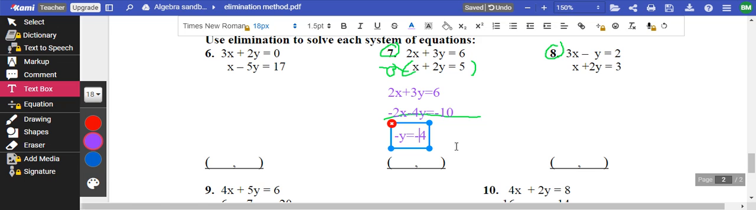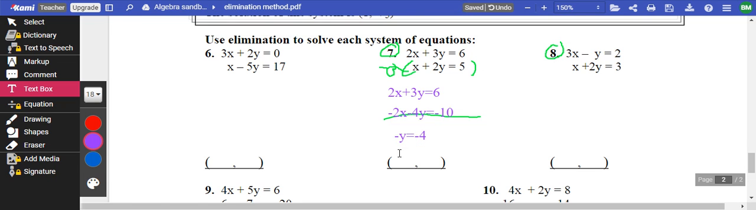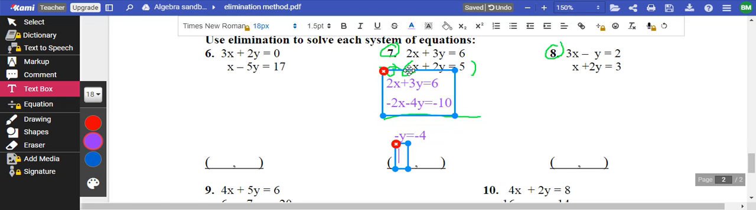And then I would divide by negative 1, giving us, I'm going to move this all up, y equals 4.